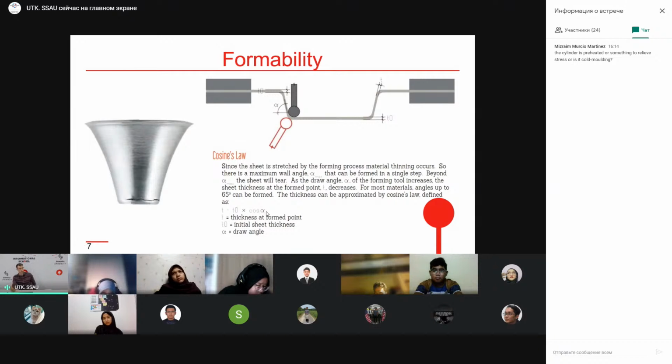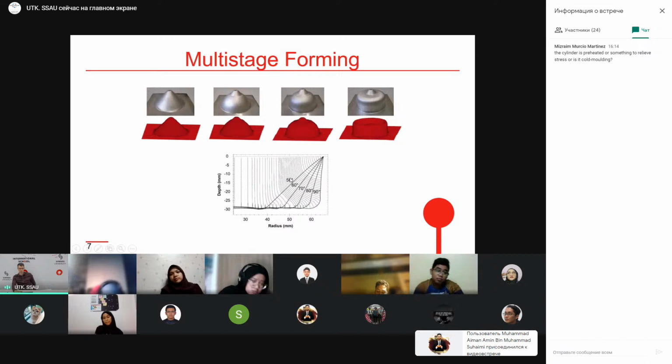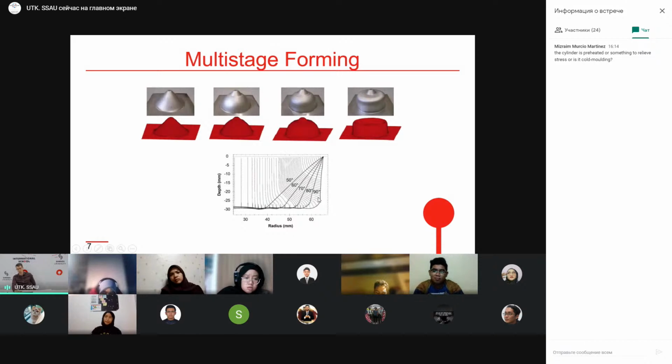And I think that you should ask me, if the limiting angle is 65 degrees, this technology is not applicable for a big number of parts. We can't produce cylindrical parts, but we have a solution to this problem. We can use multi-stage forming. On the first step, for example, we can create a part with a wall angle of 50 degrees. Then on the next operations, we increase this angle: 60, 70, 80, and the last one is 90 degrees.